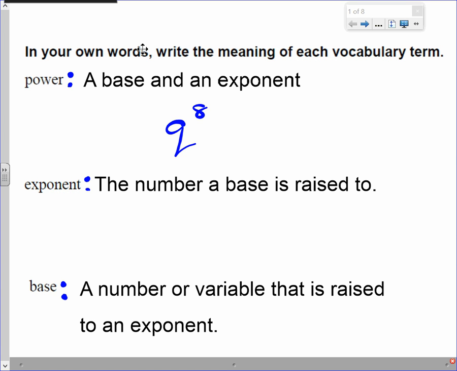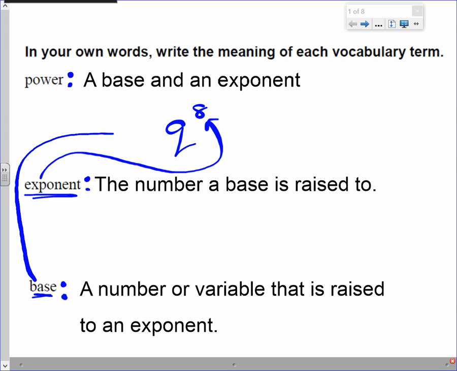Now, ignoring the first word, power, let's go to the second word real quick. Exponent. The number a base is raised to. So with the word exponent, go ahead and draw an arrow from the word exponent to the number 8. That's called the exponent. And you kind of already know that. And look at the third word, base. A number or variable that is raised to an exponent. So from the word base, go ahead and draw an arrow and point it at the q. That's the base, you see.